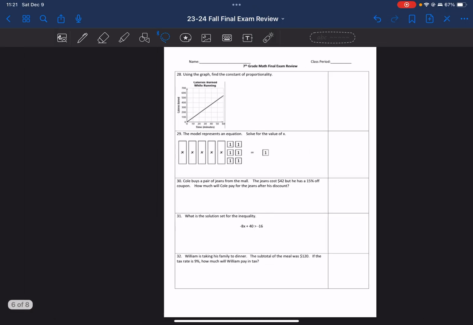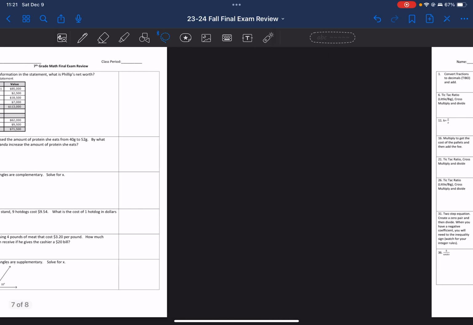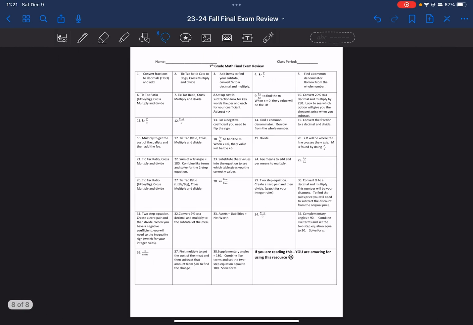Let's go ahead and move on to the next page. Pause if you need to. We're almost done, guys. Let's see, how many more pages do we have? That's it. Okay.